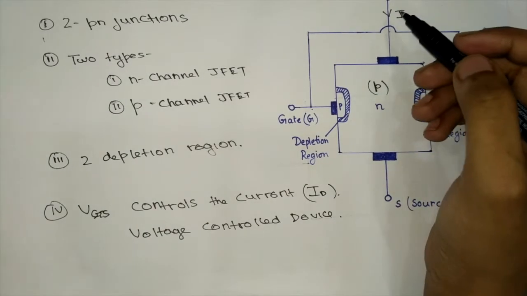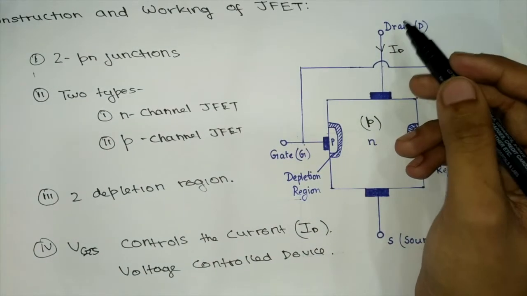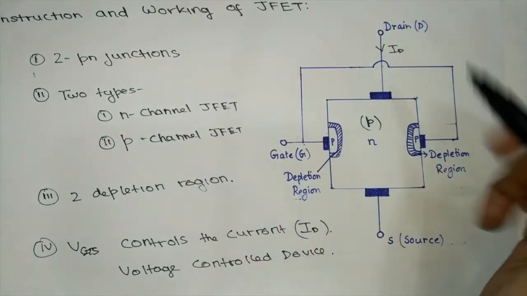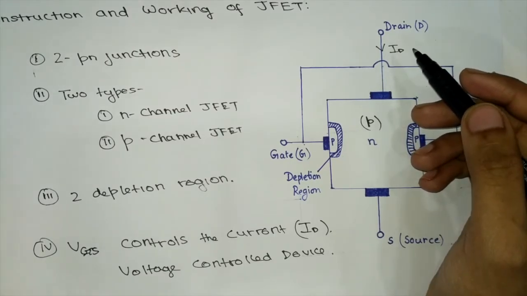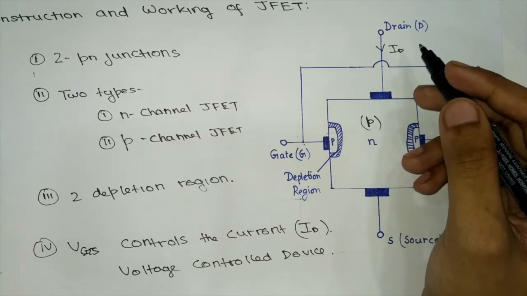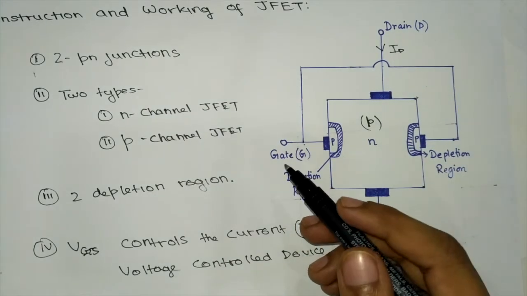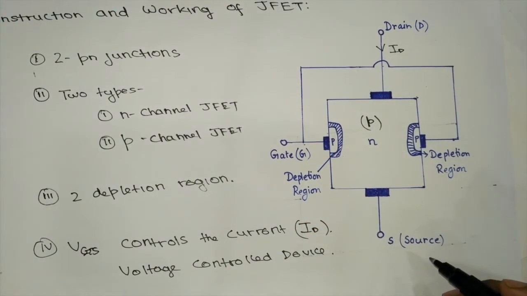And this JFET has three main terminals that are given as drain, gate and source. Drain is a terminal through which the majority of the charge carriers enters the field effect transistor. Gate is a terminal which is doped with the opposite type of impurities. And source S is a terminal through which majority charge carrier enters. So this is the construction of a junction field effect transistor.